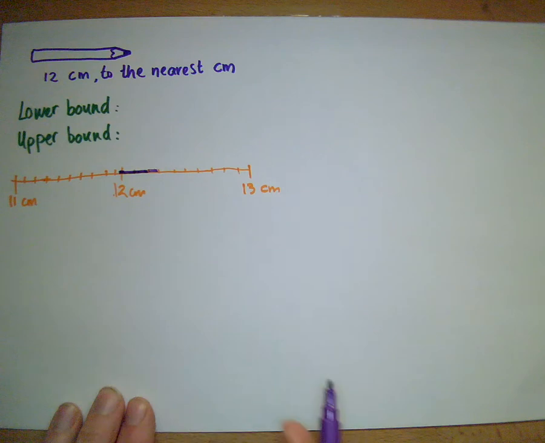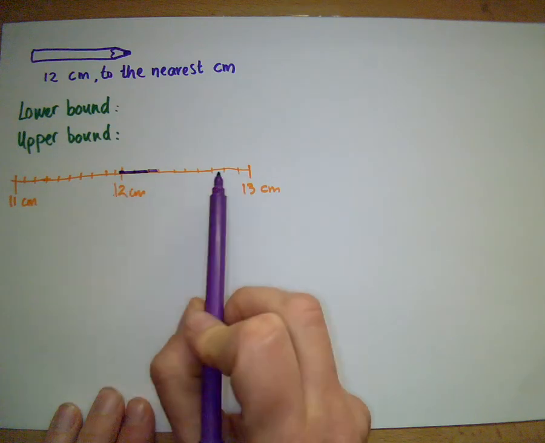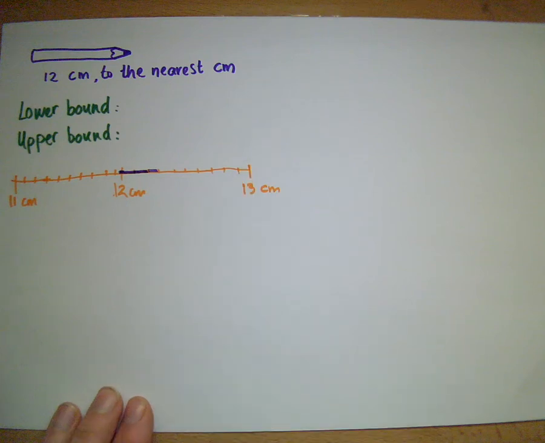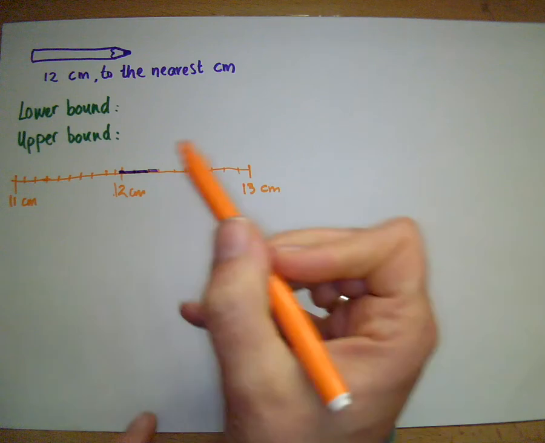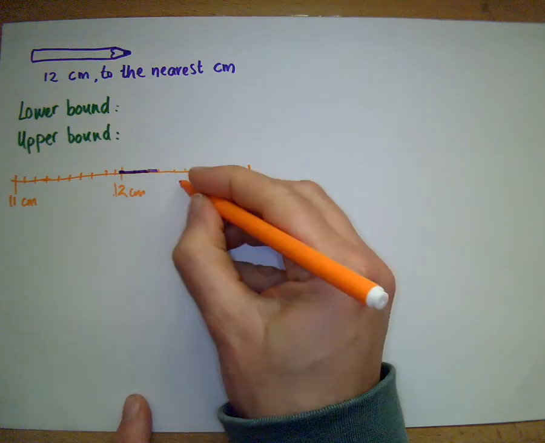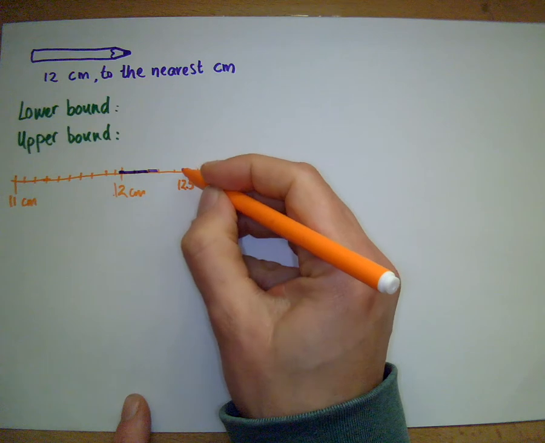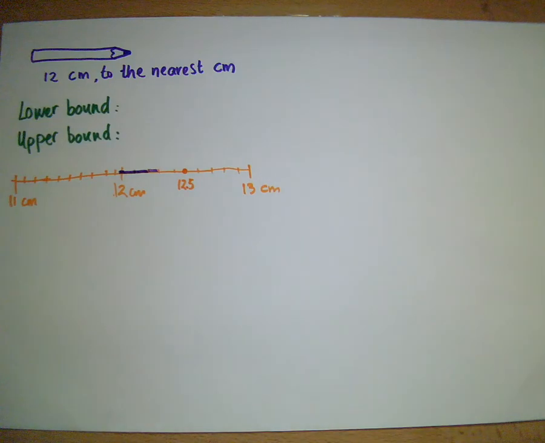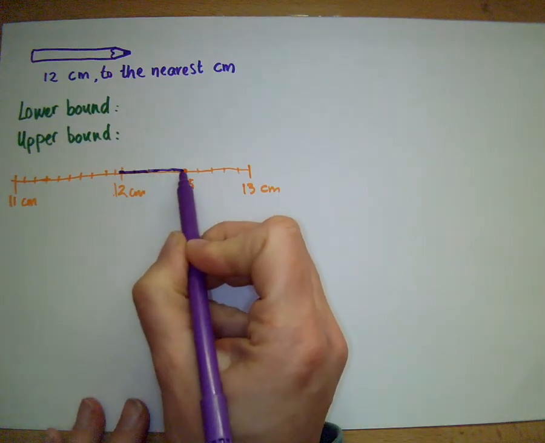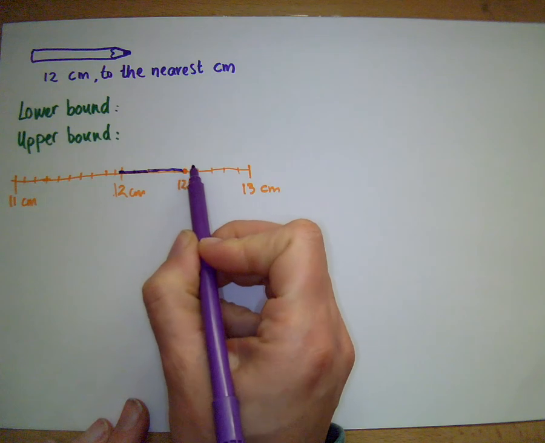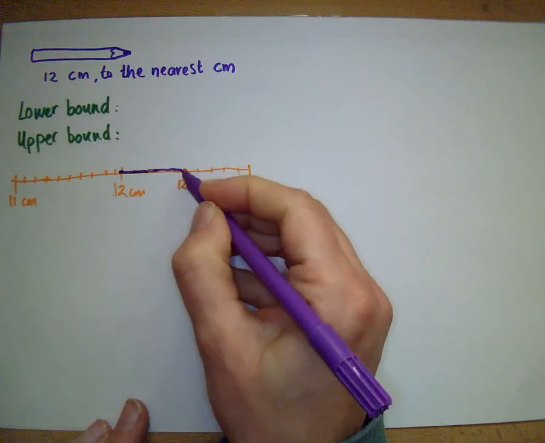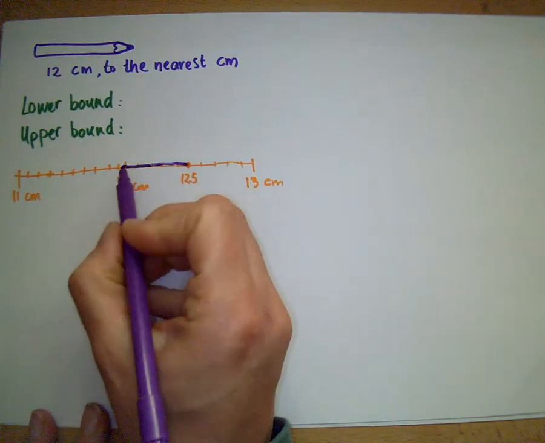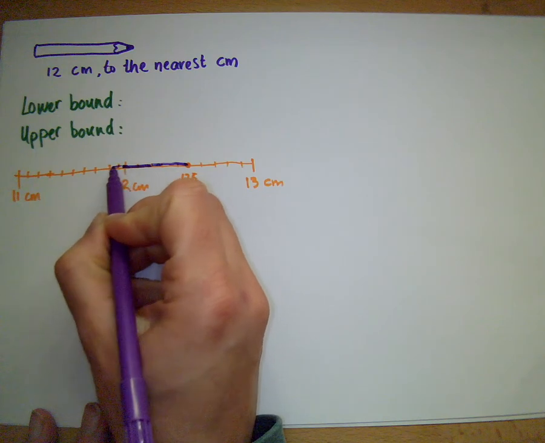Now, where is the point on this number line where I would say, oh, I have to round up and make it 13 centimeters? That point is actually 1, 2, 3, 4, 5, right here. From 12.5 on, I would have to round up, right? So my highest possible real value for the length of this pencil could be 12.5, right?